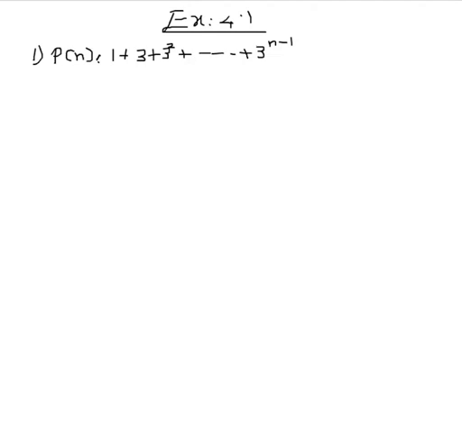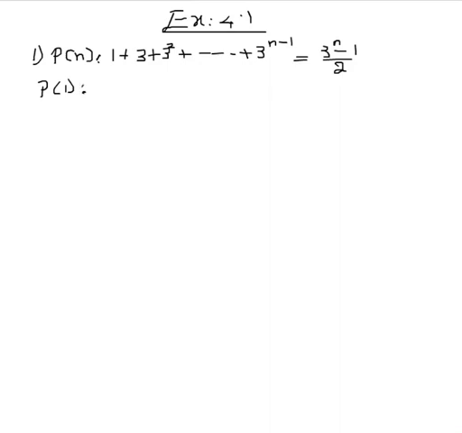Let us do exercise 4.1. First question. The given statement we denote as P(n), which is 1 + 3 + 3² + ... + the nth term, 3^(n-1), which is equal to (3^n - 1)/2. Now our first step is we have to show that P(1) is true.